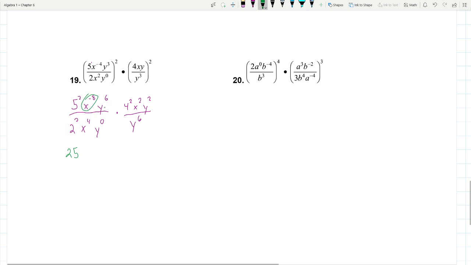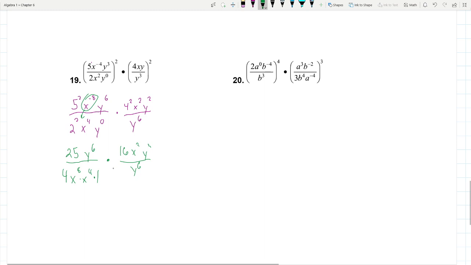This x is moving to the other side, so continuing along, I have y to the 6th over 2 squared is 4. I'm moving this negative 8 down, so it becomes x to the 8th times x to the 4th, because this one stays where it is. Y to the 0, we can do that one right now. That's just 1, so times 1. There's some multiplications in here if you need to see that. Times 4 squared is 16. This is x squared. This is y squared over y to the 6th.